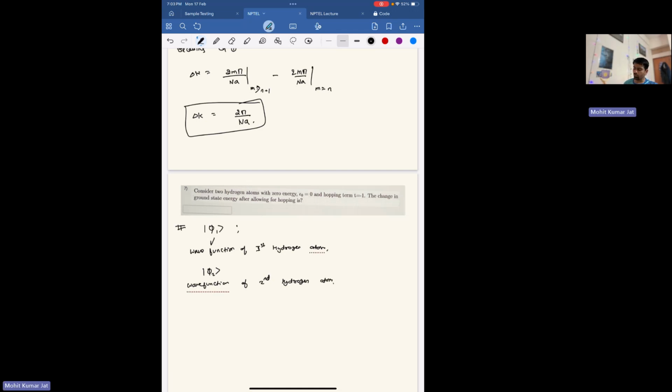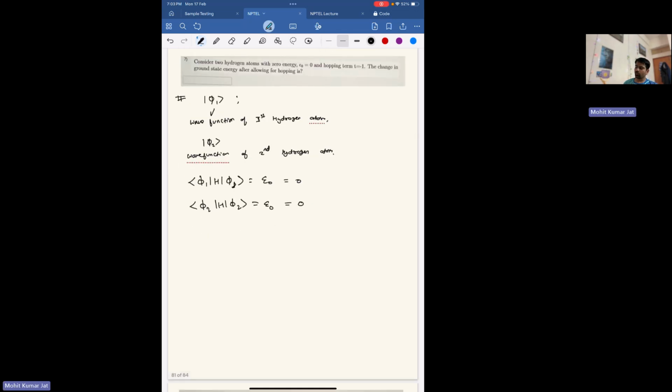Now, what the question says is that phi1 H phi1 is epsilon 0, and phi2 H phi2 is also epsilon 0, and that is equal to 0. The question also says that the hopping amplitude, phi1 H phi2, is equal to t, which is equal to -1, and similarly phi2 H phi1 is also t, equal to -1.